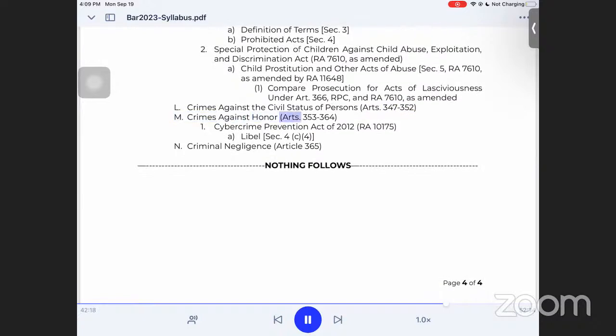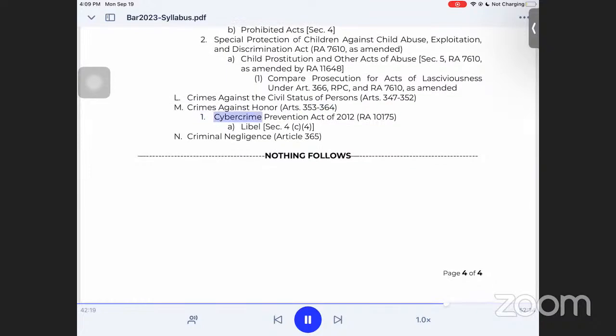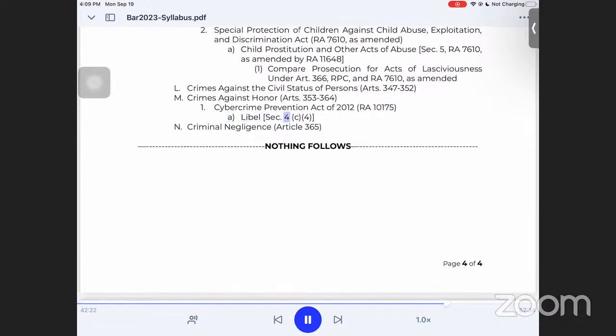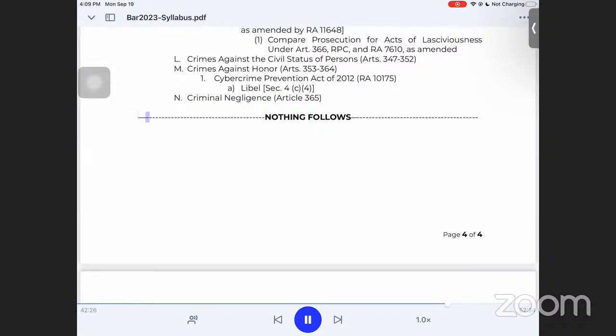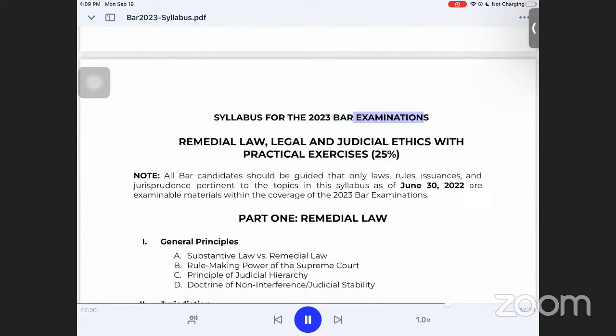Crimes against honor, Articles 353-364. 1. Cybercrime Prevention Act of 2012, RA 10175, A. Libel, Sec. 4, C. 4. N. Criminal Negligence, Article 365. Nothing follows. Page 4 of 4. Syllabus for the 2023 bar examinations.